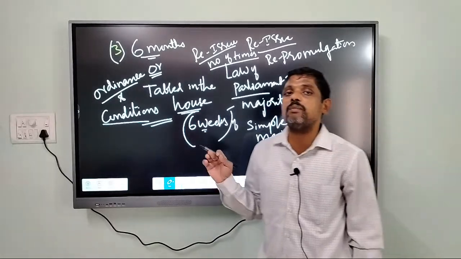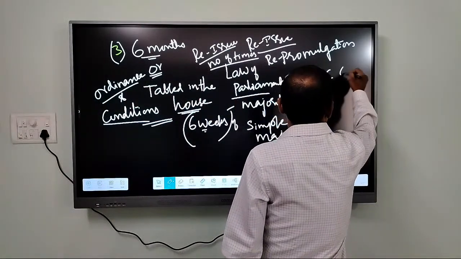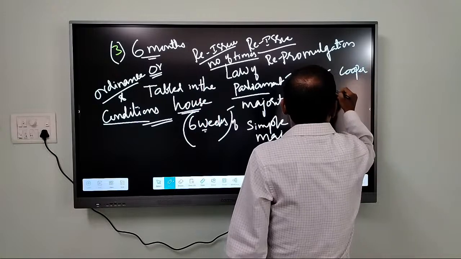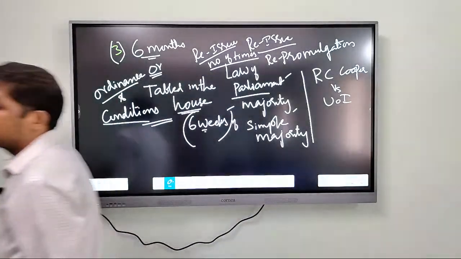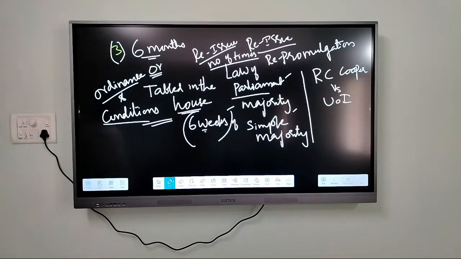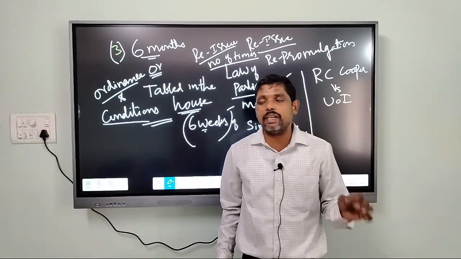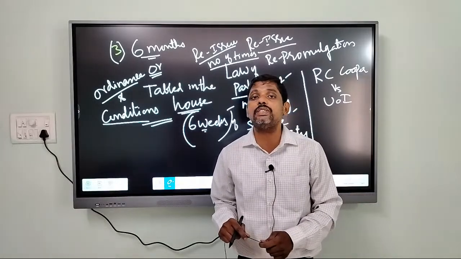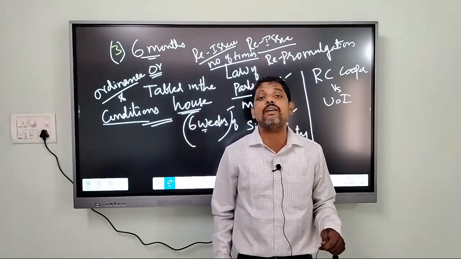So this was said by the Supreme Court in R.C. Cooper versus Union of India case. The Supreme Court held that the ordinances issued by the President of India are subjected to judicial review. Here it is not the ordinance, it is the grounds for issuing the ordinance that will be reviewed.